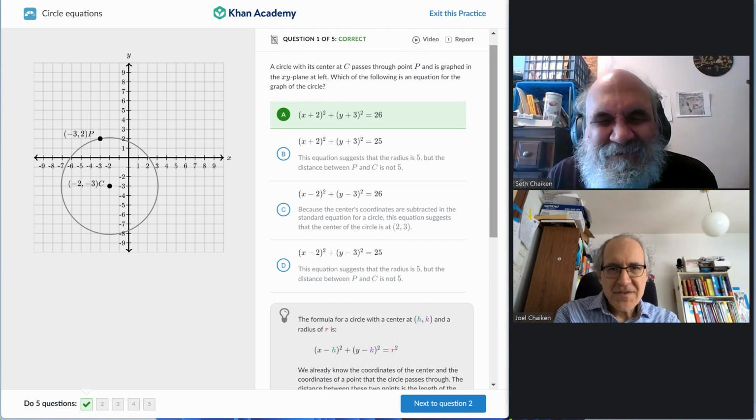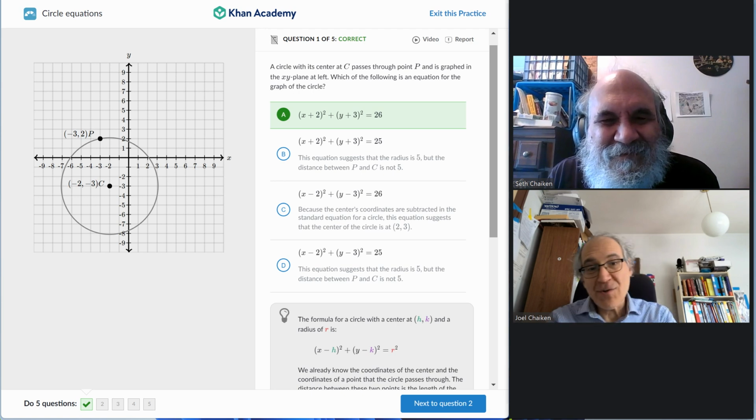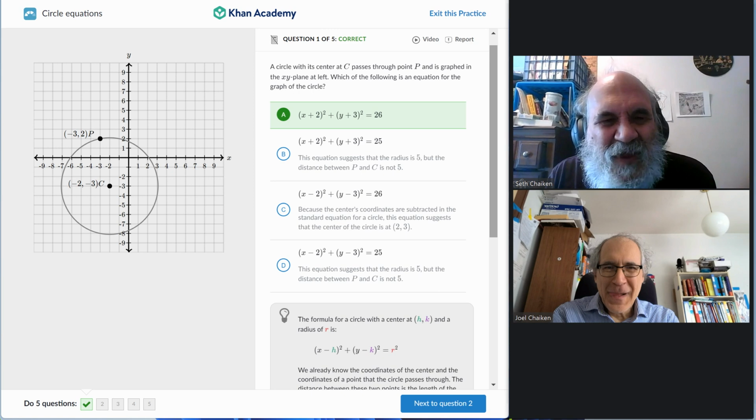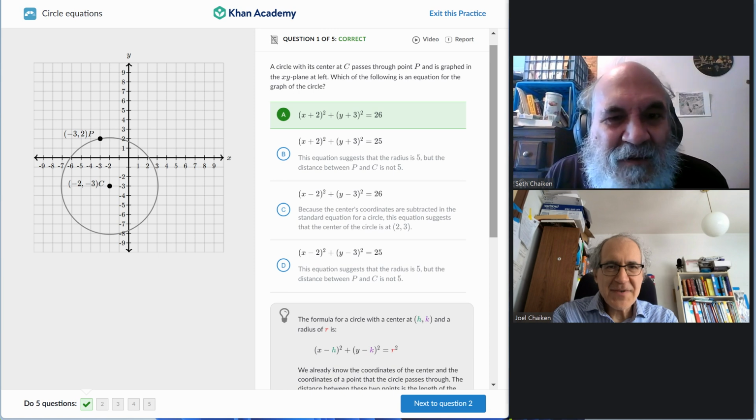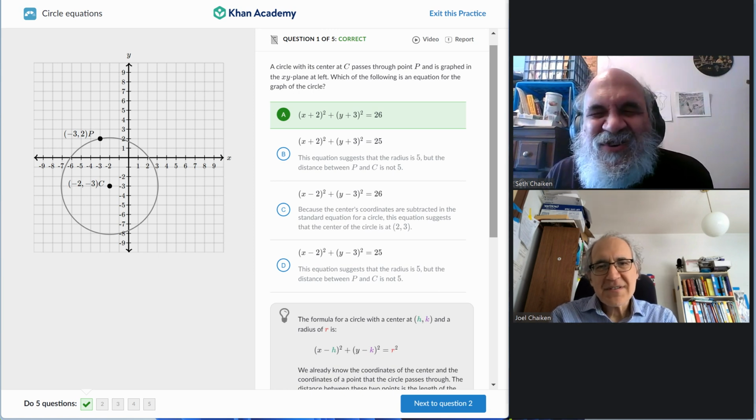That's right. But the distance between P and C is not 5. They should have said, even though it would look that way, equation B is the equation of a circle whose radius is 5. But the radius of the given circle is not 5. No, it says the equation suggests that the radius is 5. Oh, yeah.